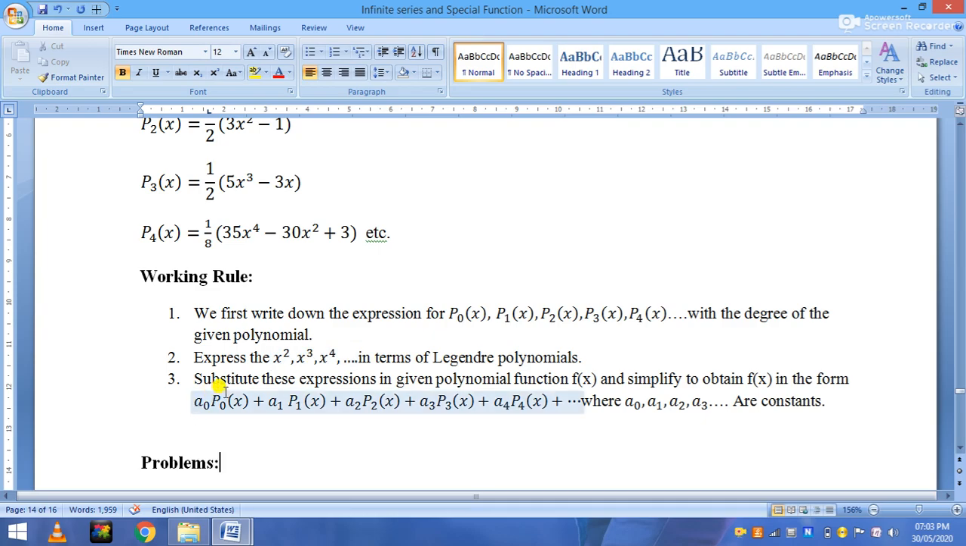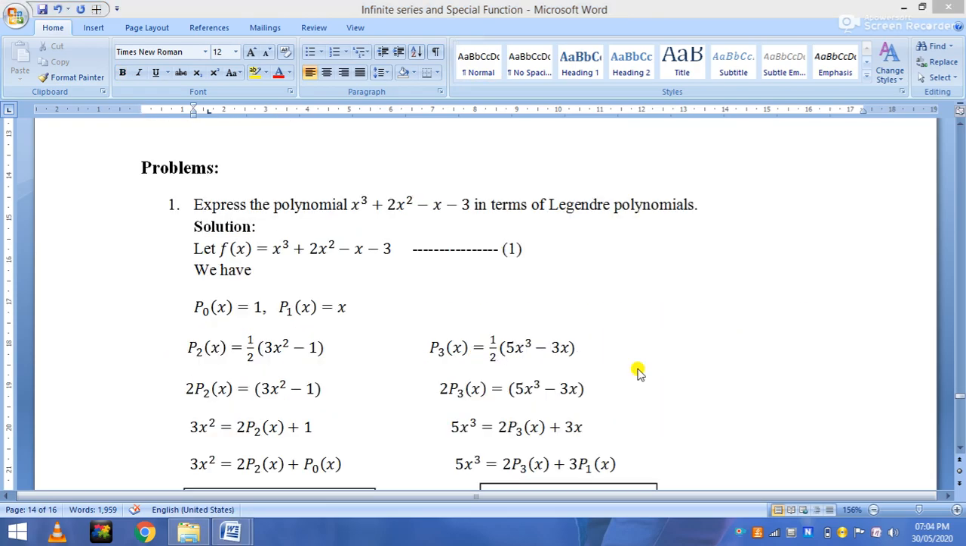Then the last working rule is to substitute these expressions in the given polynomial function f of x and simplify to obtain f of x in the form a0 into p0 of x plus a1 into p1 of x plus a2 into p2 of x, and so on, where a0, a1, a2, a3 are constants. So simply, the working rule is first write the p0, p1, p2, p3 values, then express them in terms of x square, x cube, x4, etc. Then put them in the given function, simplify, and write in the form a0 p0 plus a1 p1 plus a2 p2, and so on. So let us solve problems.